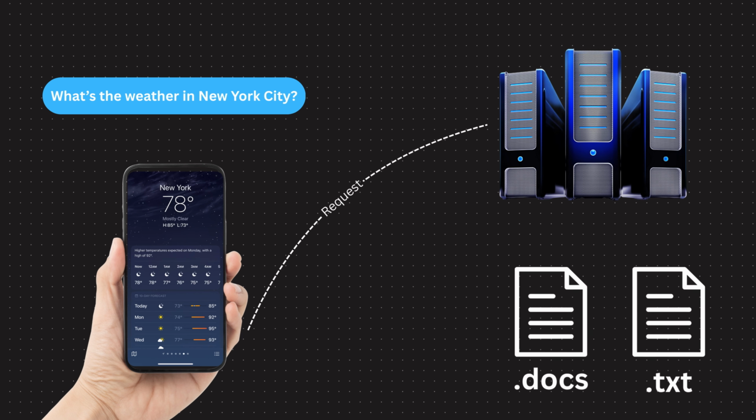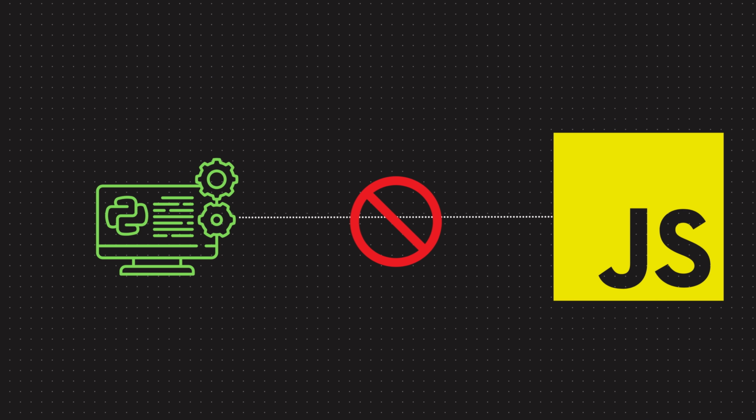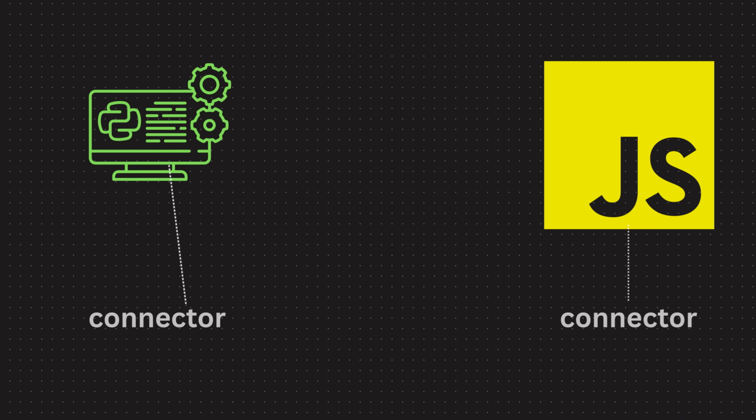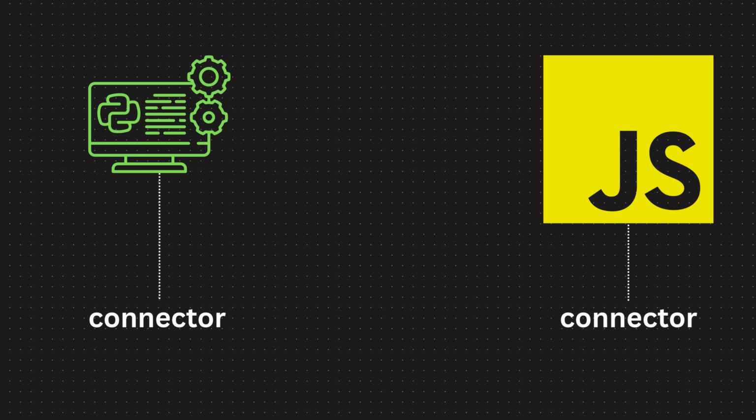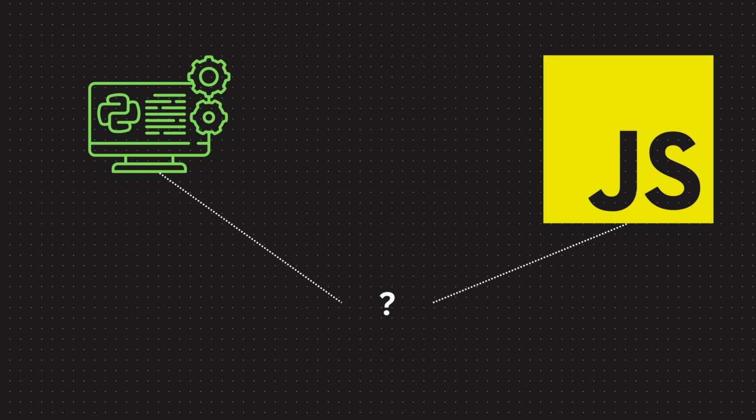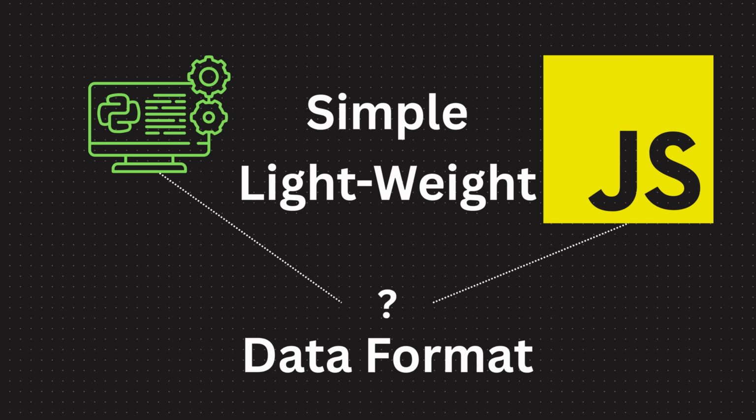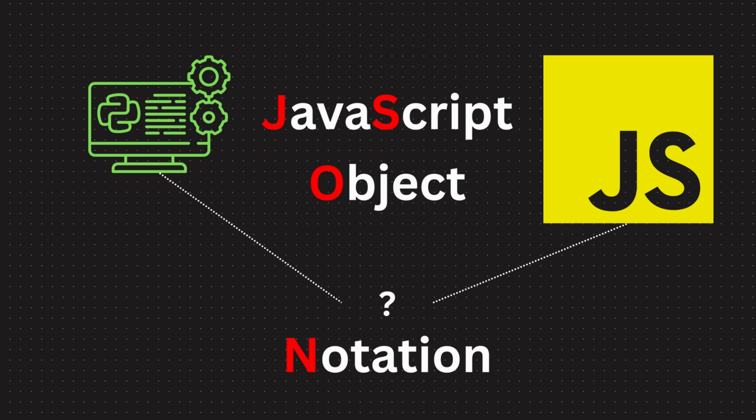This was a huge problem for a long time. Different systems written in different programming languages had trouble understanding each other. It was like they were all speaking different languages. Developers had to write special custom translators for every single connection. It was slow and inefficient. We needed a universal language, a simple, lightweight data format that everyone could agree on. And that's where JSON comes in.